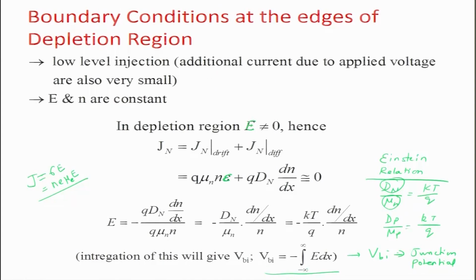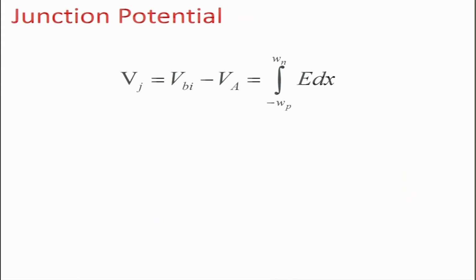In the previous case, you can integrate from minus infinity to plus infinity, or Vbi can also be the integral from minus Wp to plus Wn of E dx, because the bands are flat beyond minus Wp and plus Wn, so it does not really matter whether you integrate from minus infinity to plus infinity or minus Wp to plus Wn. So this junction potential is equal to Vbi minus Va, and this is equal to minus the integral from minus Wp to Wn of E dx.